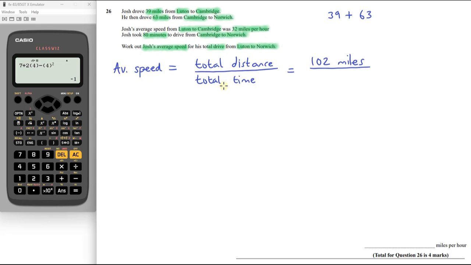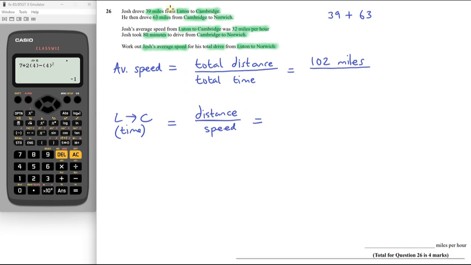Now, we don't know the total time. We know the time from Cambridge to Norwich is 18 minutes, but we don't know the time from Luton to Cambridge. Let's just write out the time, because we want to work out the time from Luton to Cambridge. So we can just rearrange our formula for speed. If we're trying to work out time, well, time is going to be distance divided by speed. And this is all from Luton to Cambridge.